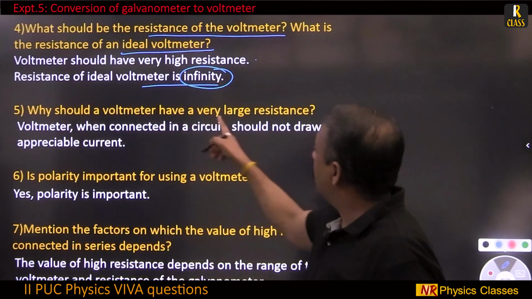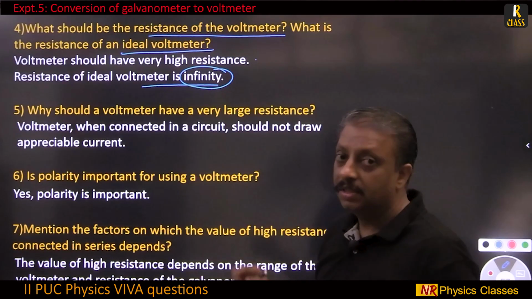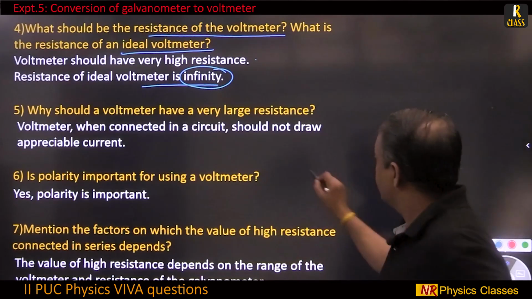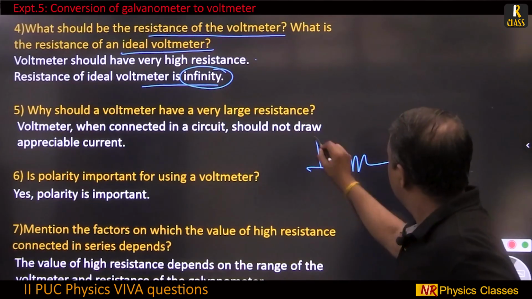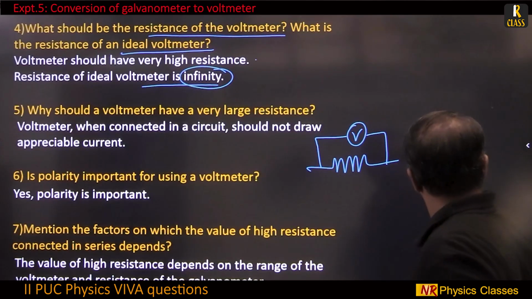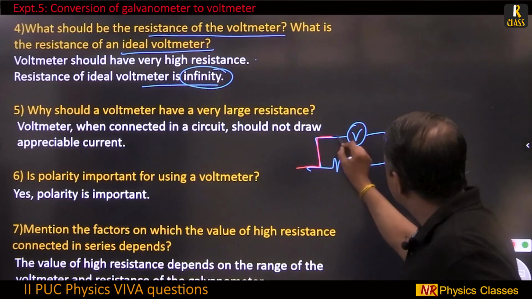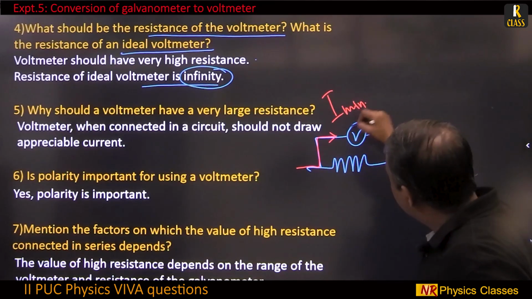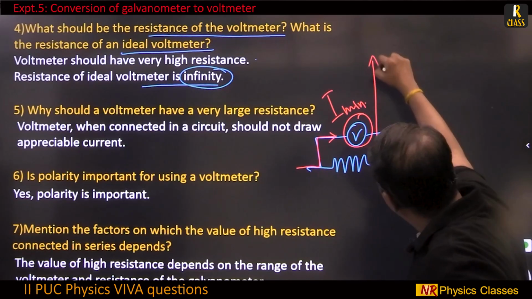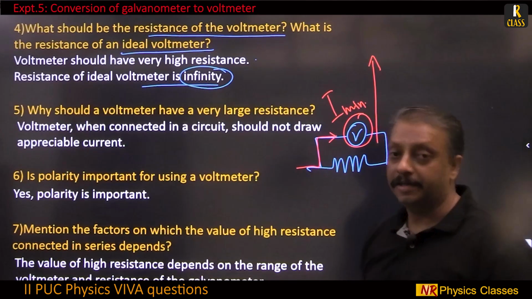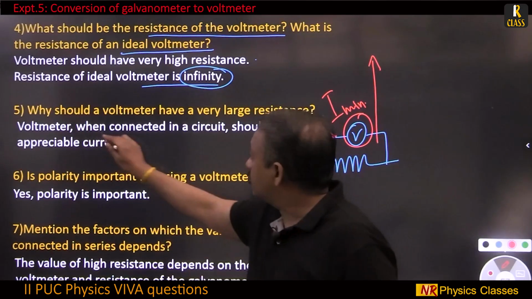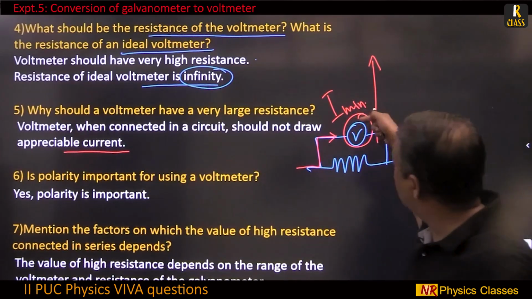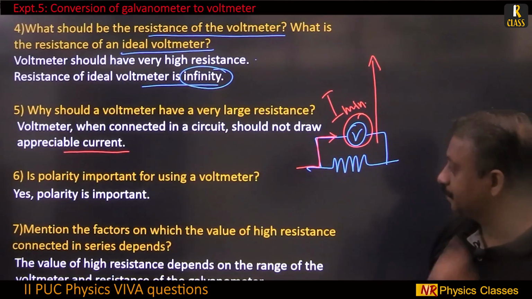Why should a voltmeter have very large resistance? Because it should not allow current to pass. It should not bypass the current. This is the resistor, right? If the voltmeter is connected, there should not be any current through the voltmeter, or minimum current. Current should be minimum, which means the resistance of this voltmeter should be maximum, very high. A voltmeter when connected in a circuit should not draw appreciable current.